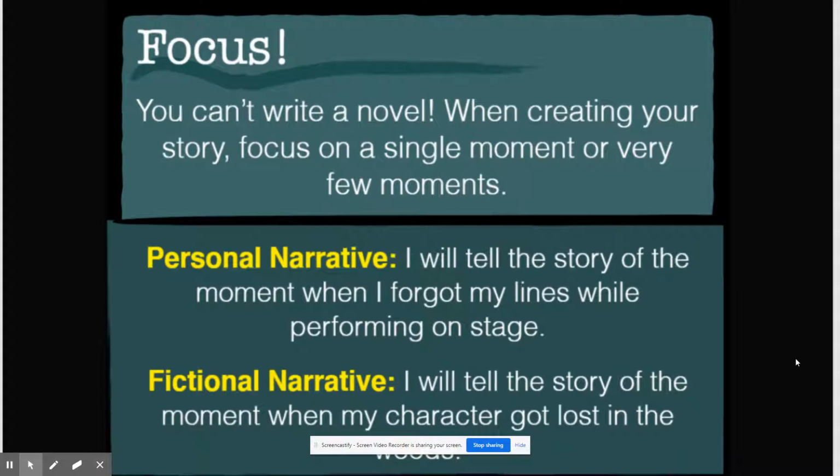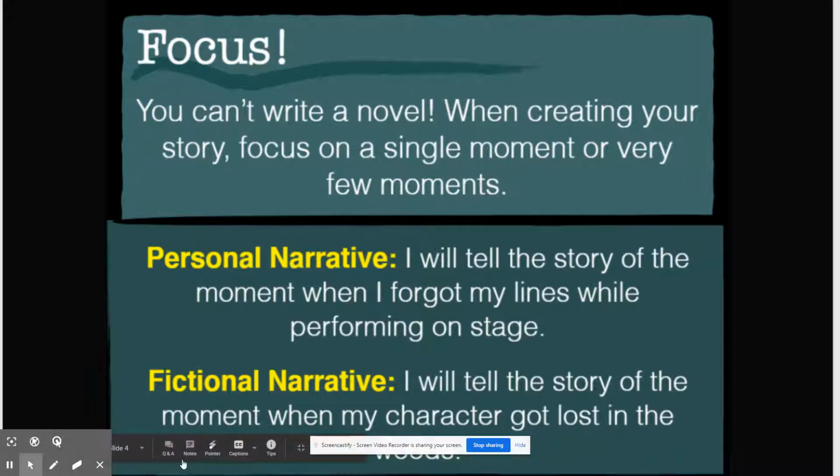So our focus is, when you start writing your own personal narrative, you need to understand that you're not just creating your story, you need to focus on a single moment or very few moments. I don't want your whole life story. I want to know one moment in your life that's significant to you. Okay? So in a personal narrative, an example is: I will tell the story of the moment when I forgot my lines while performing on a stage.